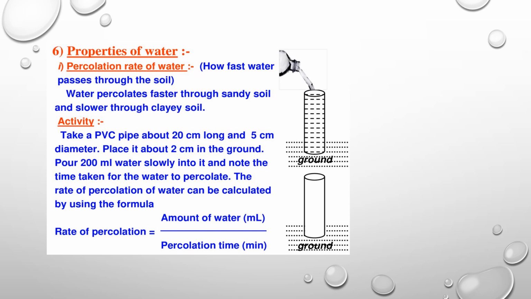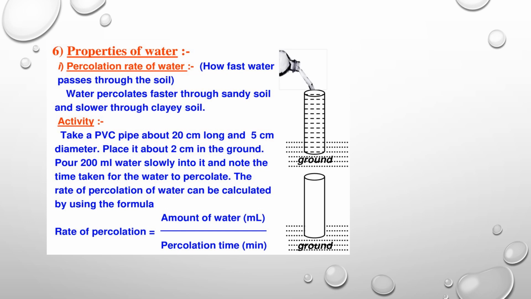Okay, so now percolation rate of water. Take a PVC pipe about 20 centimeter long and 5 centimeter diameter and place it 2 centimeter in the ground. Pour 200 ml of water slowly into it and note the time taken for the water to percolate. So the rate of percolation can be calculated by using amount of water divided by percolation time.